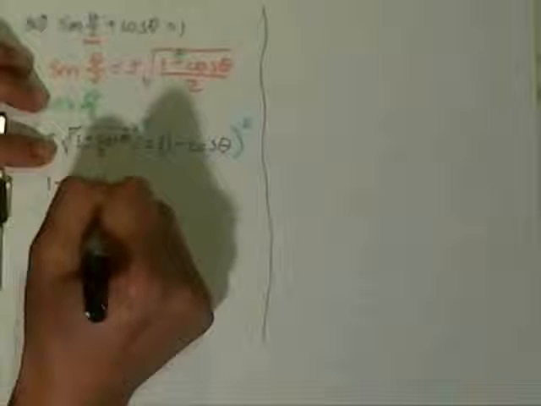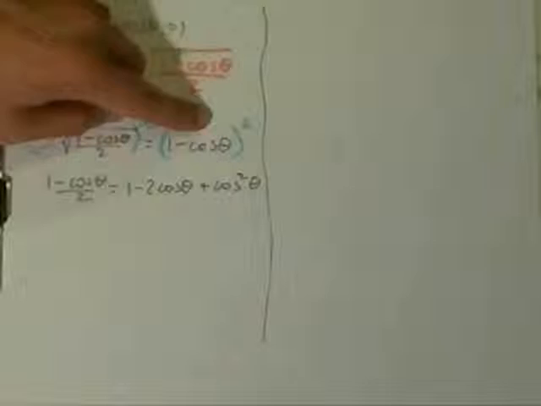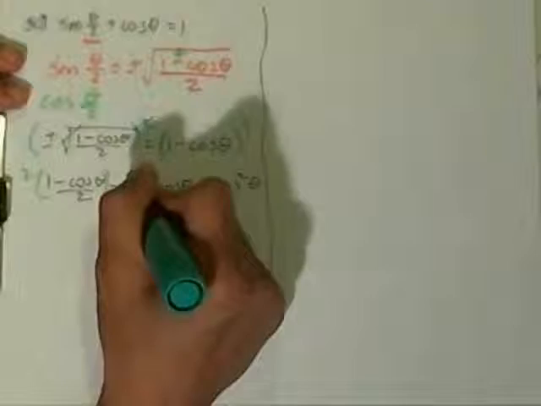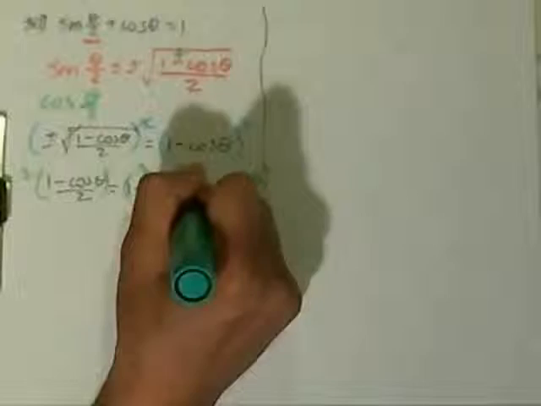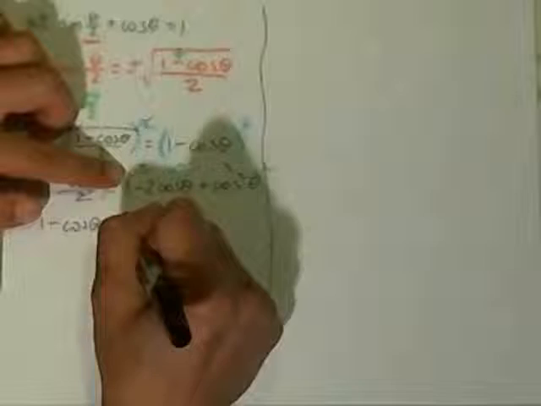I'm going to pull this out really quickly. 1 minus 2 cosine of the angle plus cosine squared of theta. Don't forget, you can't just distribute the negative. It has two terms. I'm going to bust that fraction. Multiply the left side by 2, multiply this by 2 as well, multiply by 2, multiply by 2, multiply by 2. Notice the 2's cancel. I bust that fraction. 1 minus cosine of theta is equal to 2 minus 4 cosine of theta plus 2 cosine squared of theta.